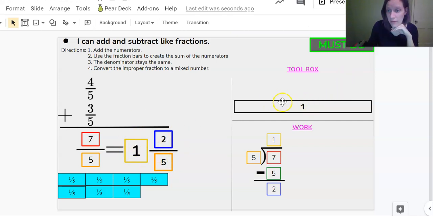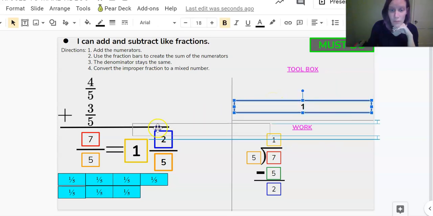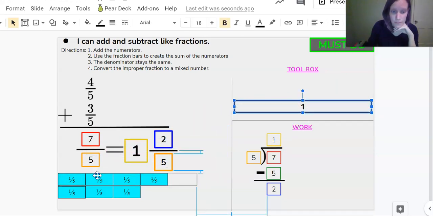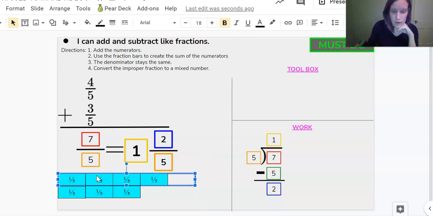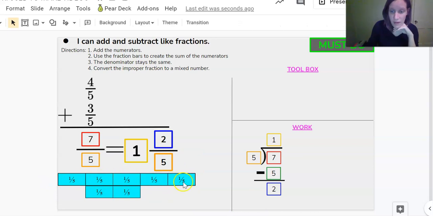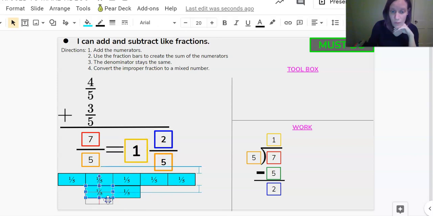The reason you have this here is to see what that looks like when you turn it into a mixed number. So bring down your 1 whole, and you'll see when you put it right here, 1, 2, 3, 4, 5. Those 5 filled up that one whole because you have one whole plus 2/5 more.